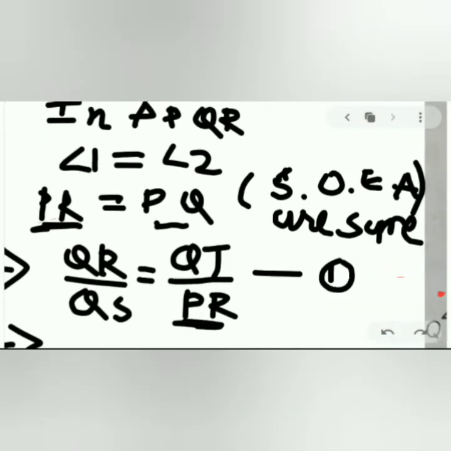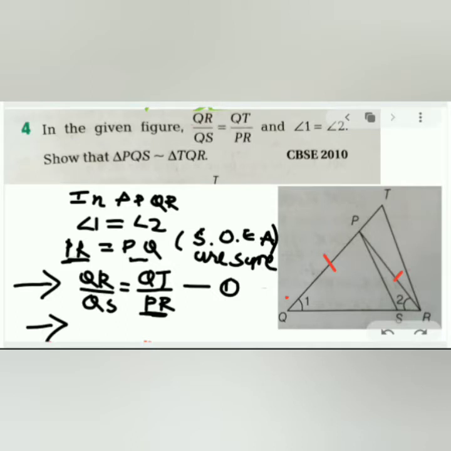So it will look like QR by QS will be equal to QT by PQ. So on another page let us write, so it will be comfortable for us. Let us take a new page.